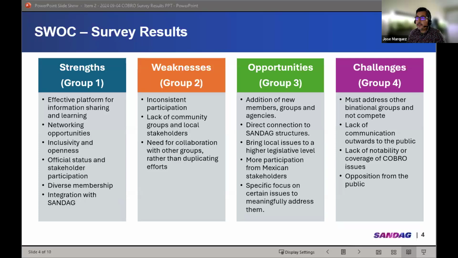Yeah, although because of the membership of COBRO, you have a lot of expertise, experience, and knowledge to identify issues and also identify solutions, support projects through letters of support, or just identify ways that we can collaborate better, even if it's not an official committee like Borders. So maybe SANDAG could use this forum as a tool to support a lot of these binational initiatives.